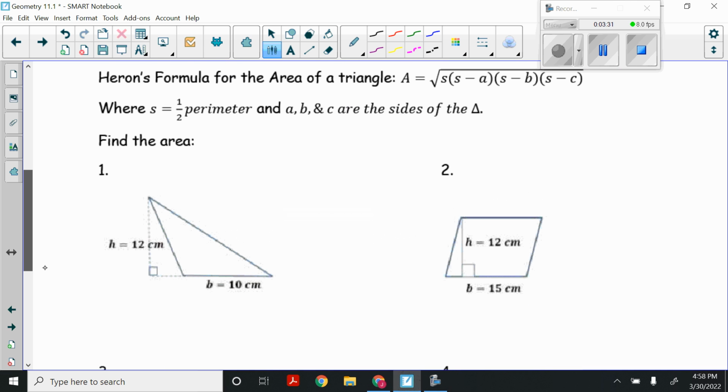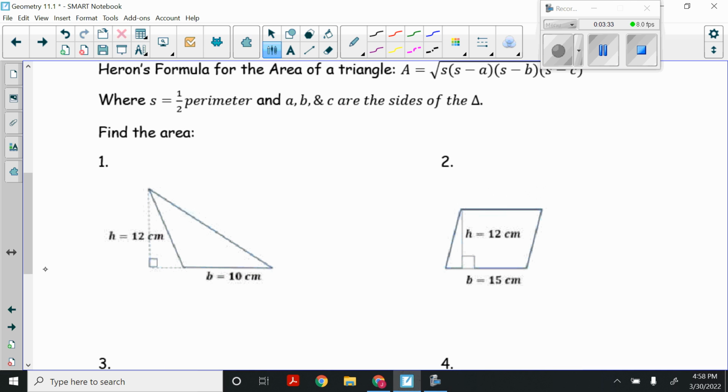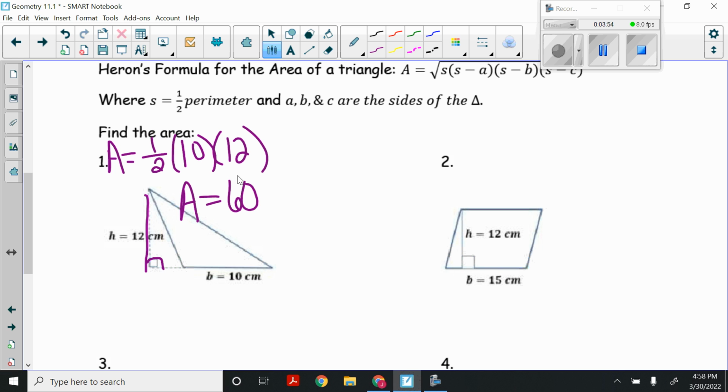So find the area. Number one, we have an obtuse triangle. My height is on the outside. I can tell that this is my height because it's marked perpendicular. So the area, it's a triangle, 1/2. The base of this triangle is 10. The height of this triangle is 12. So half of 10 is 5. 5 times 12 is 60. So I would say the area is 60. And my units were centimeters, so I squared them. So 60 square centimeters.